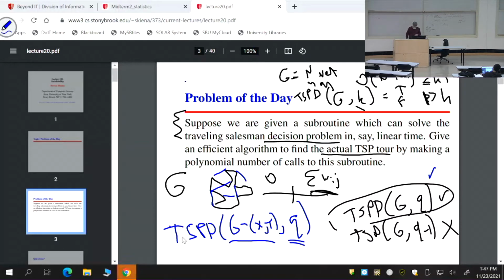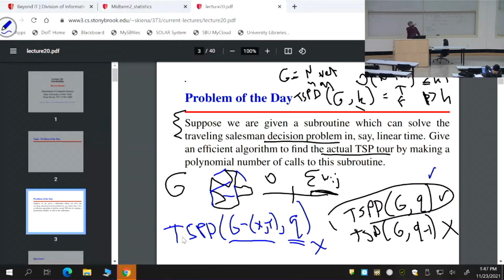What if, when I delete it, the answer now comes back no? There's now not a tour anymore when I do that. What should I do? I should put that edge back and continue querying and try to delete other edges, right? That means that edge is presumably on the optimal tour, or at least an optimal tour.